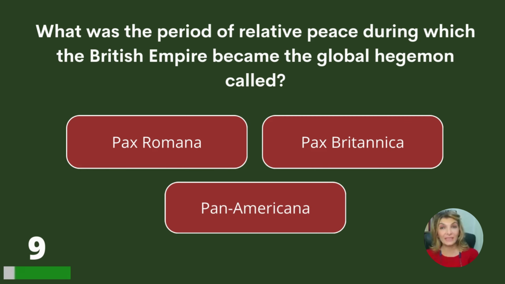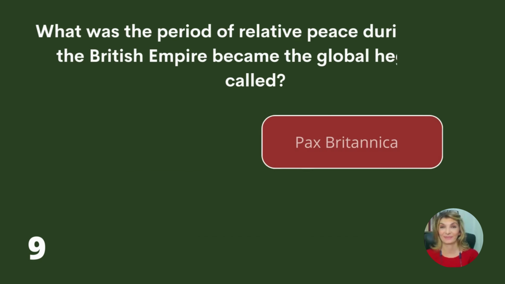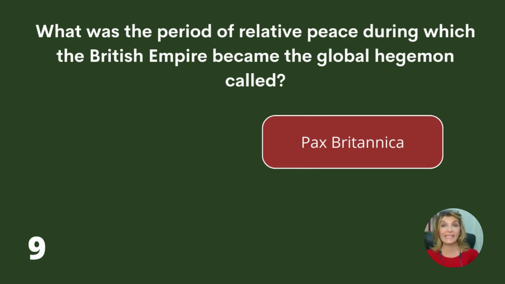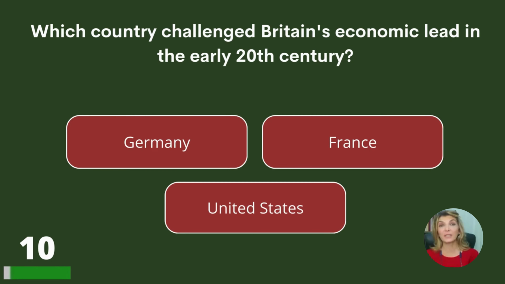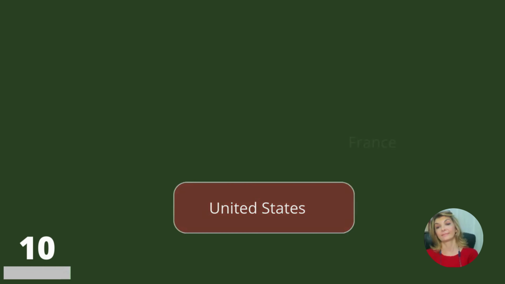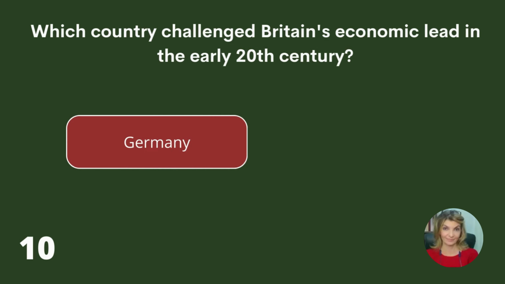What was the period of relative peace during which the British Empire became the global hegemon called? Pax Romana, Pax Britannica, or Pan-Americana? Pax Britannica. Which country challenged Britain's economic lead in the early 20th century? Germany, France, or the United States? Germany.